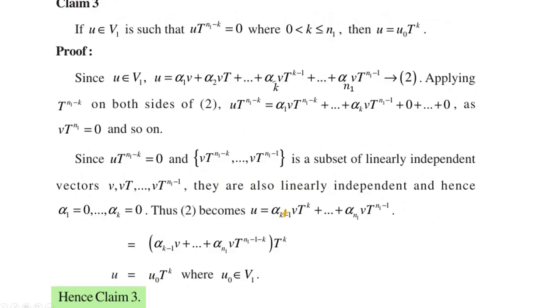Now we are going to have the next claim. If u belongs to V1 is such that uT power n1 minus k is 0, with 0 less than k less than or equal to n1, then we can write this u as some u naught T power k, where this u naught should be a member of capital V1.